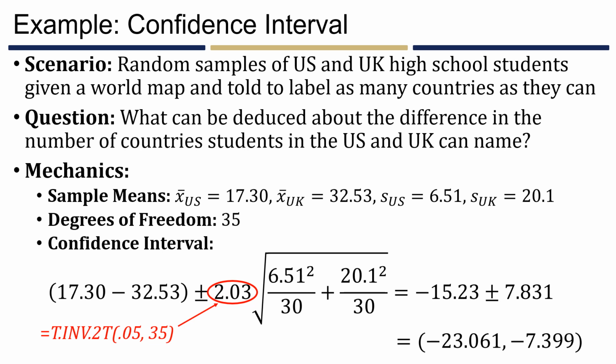So our final confidence interval would have been positive 7.399 up to positive 23.061. We would have gotten the exact same confidence interval if we had reversed the order of subtraction, but the signs on our bounds would have just taken on the opposite sign. Either way we do this, we're still going to come to the same conclusion in the end.